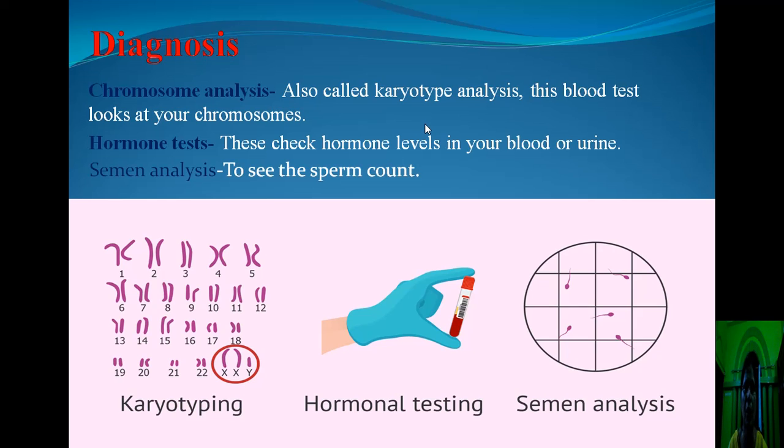Next, come to the hormone test. This checks hormone levels in the blood or urine. Blood or urine is collected. Then by checking the hormone level, a doctor can diagnose the presence of Klinefelter syndrome.